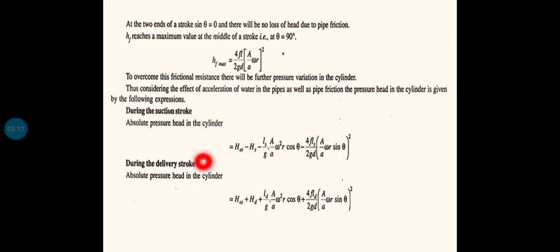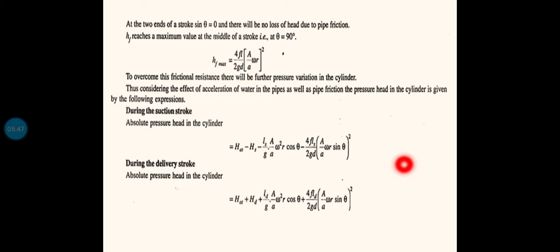During the delivery stroke, the minimum pressure will be H atm plus Hd. That will always be above the atmospheric pressure line. That's why plus is coming. Plus the acceleration head is added along the delivery side, Ld by g, A by a omega square r cos theta. Along with that, we will be adding the frictional effect also. So on the suction side, we will be subtracting the acceleration effect due to friction and due to acceleration of the piston, whereas on the delivery side we will be adding both these quantities.